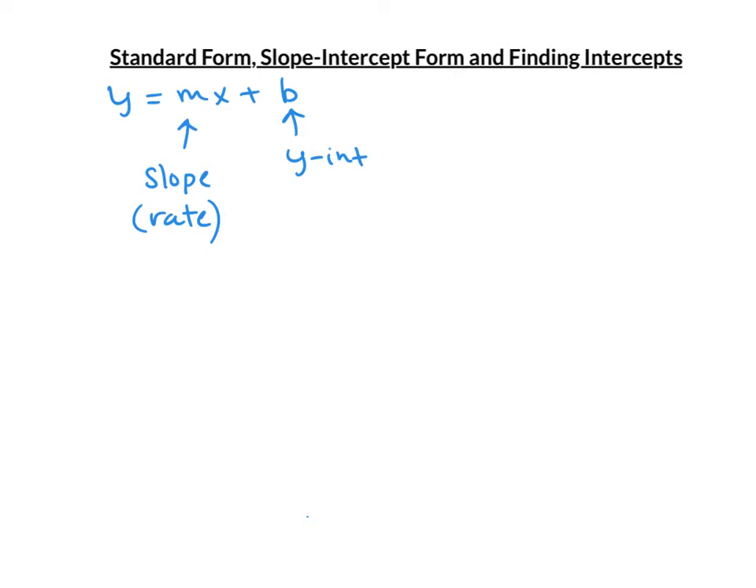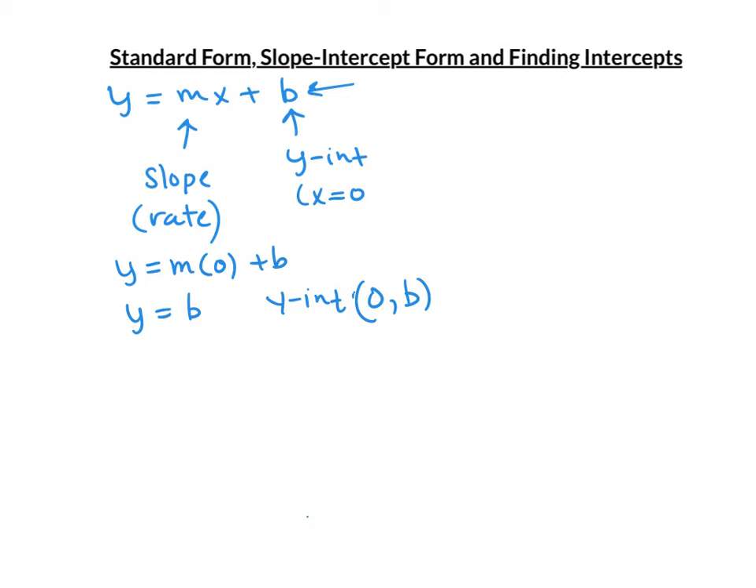Now, just to point out, remember how we said on the previous page that for the y-intercept, x is 0? Notice that if you take this equation, you go y equal m, x is 0, plus b, you end up with just y equals b. In other words, the y-intercept is always 0, x is 0, b, where b is that number right there.